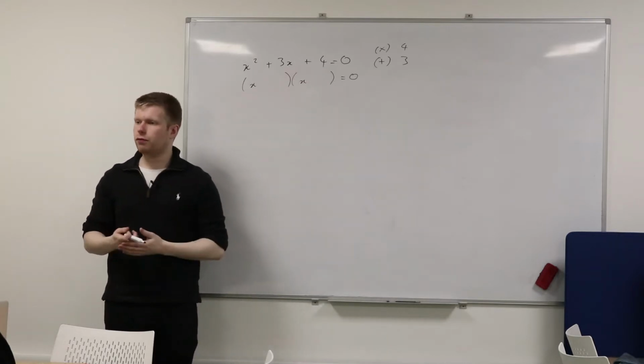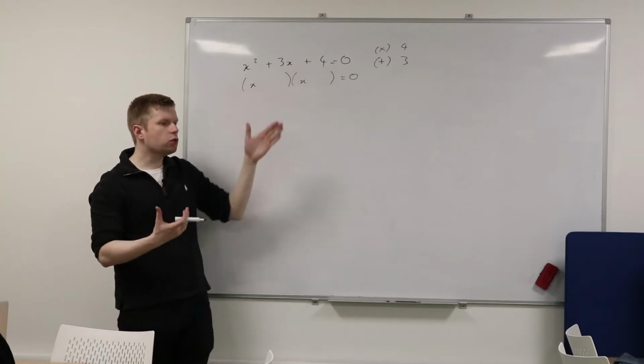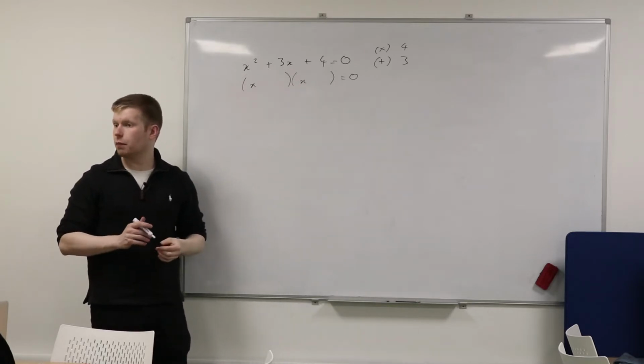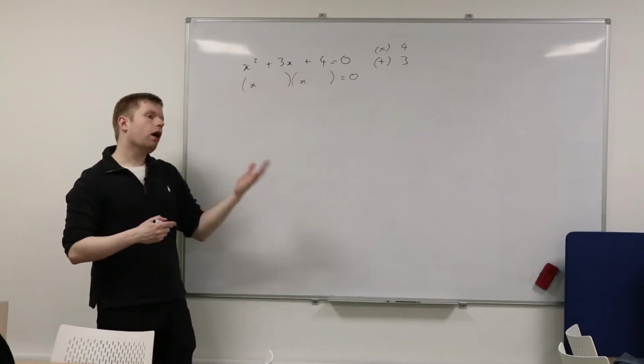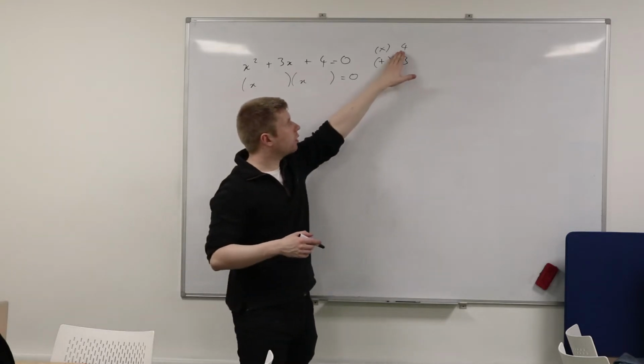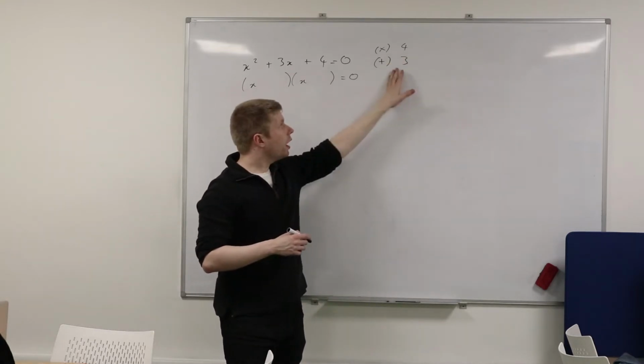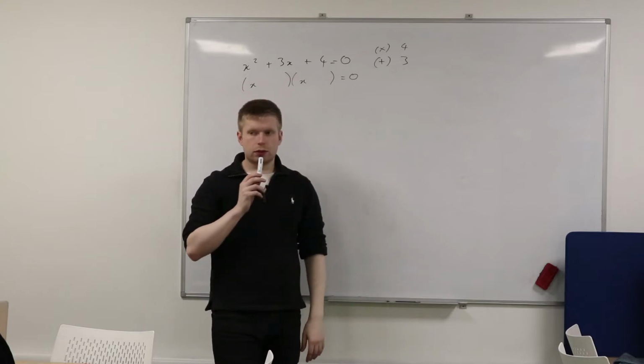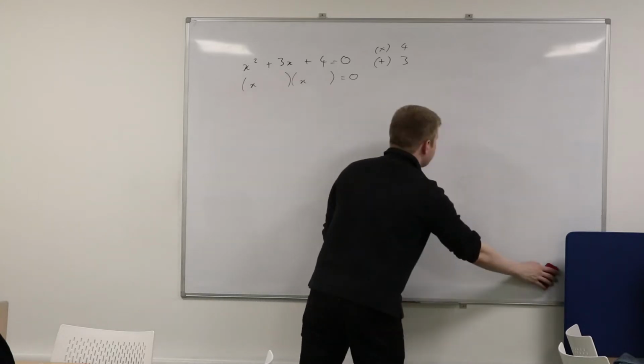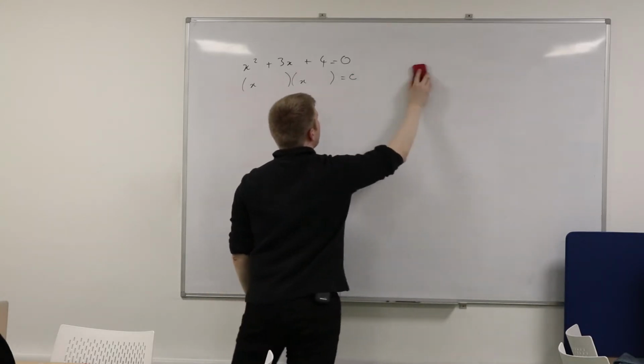Because usually when we try and factorise, we're looking for two, usually integers, or at least nice numbers, right? But we can't, okay? There's no numbers that I can think of which multiply together to make 4 and which add together to make 3. So we need to be a bit clever.